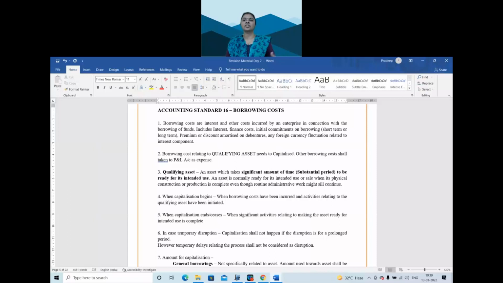It has to take a substantial or a significant amount of time to be ready for the purpose. Generally, construction based assets, assets which are built or constructed or developed, will be taken as qualifying asset. An asset is normally ready for its intended use or sale when its physical construction or production is complete, even though routine administrative work may be continuing. Say for example, the machine is ready. I have constructed it. I can start using it. But some labeling work, branding work is all remaining. That does not amount to construction period. The construction period will get completed the moment your construction is complete in its significant form.